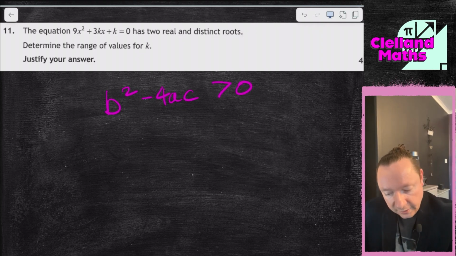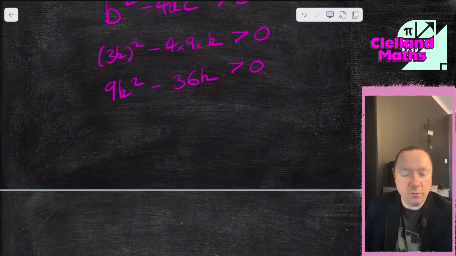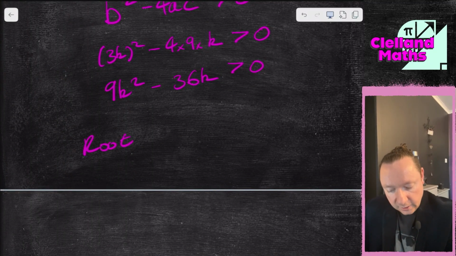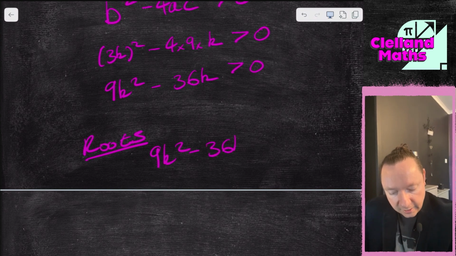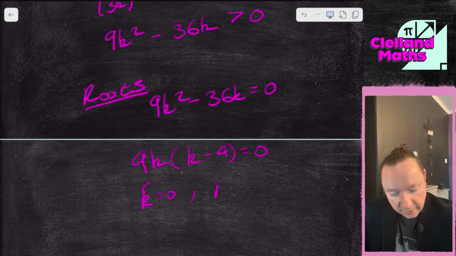So what is our b? 3k. So b squared minus 4ac: 3k squared minus 4 times 9 times k is greater than 0. That's 9k squared minus 36k is greater than 0. So to solve something like this, you look at the roots. It's just a quadratic inequality. And that gives me 9k squared minus 36k equals 0. 9k is a common factor to give k minus 4. So k is 0 from the first place, and k is 4.